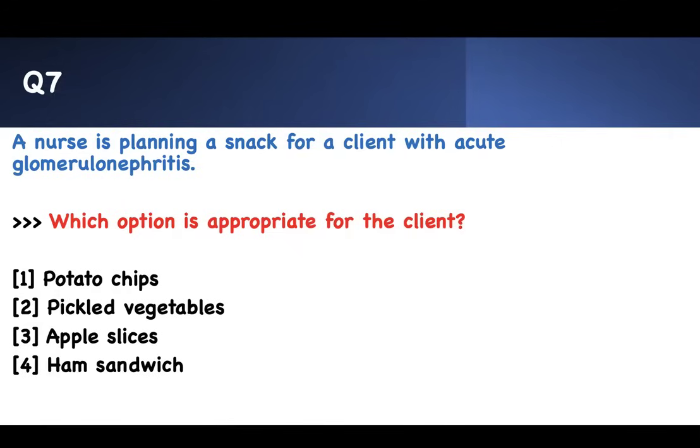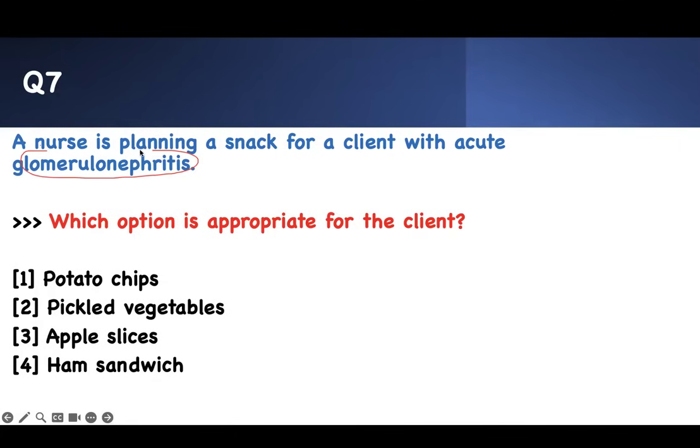A nurse is planning a snack for a client with acute glomerulonephritis. Which option is appropriate for the client? Potato chips, pickled vegetables, apple slices, or a ham sandwich? You may see this question on the NCLEX. Somebody had it recently and wanted to know how to answer it. They are not hard, but the test-taking strategy and critical thinking matter. Glomerulonephritis is a big word, but don't let it distract you.